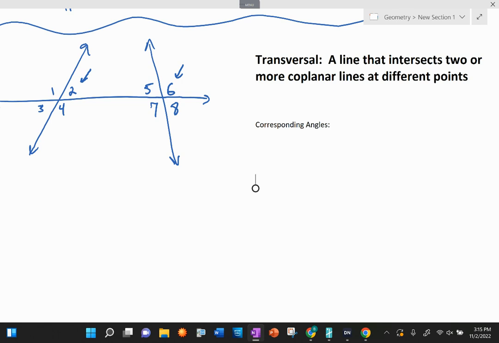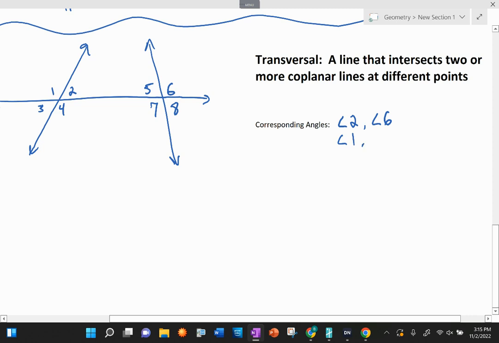So that's corresponding. Corresponding angles, angle 2 and angle 6. What else would be corresponding angles? 5 and 1. 3 and 7, and 4 and 8. Yeah. They're angles that along the transversal are in the same position, but on the two other lines that are going in a different direction from the transversal.